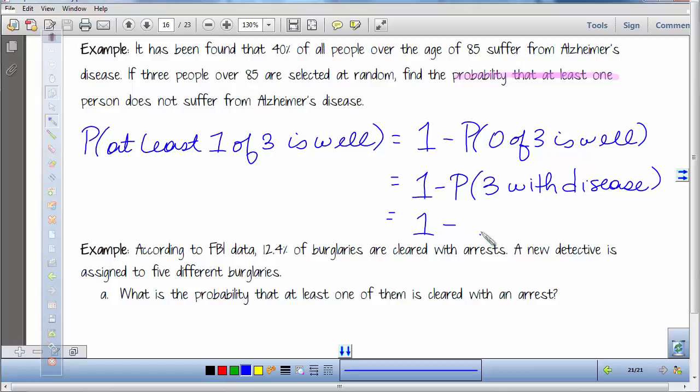Okay, so we're going to have 1 minus 0.4 raised to the third power. We get 0.936.